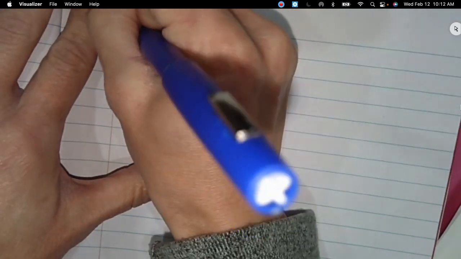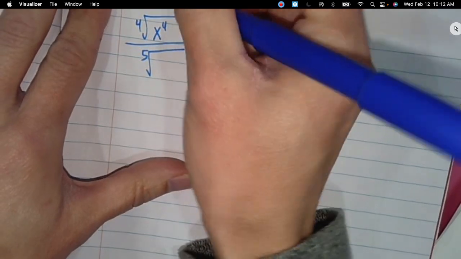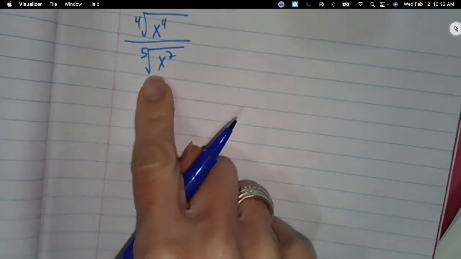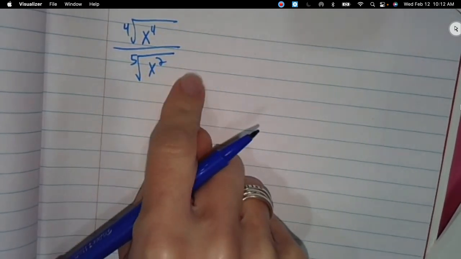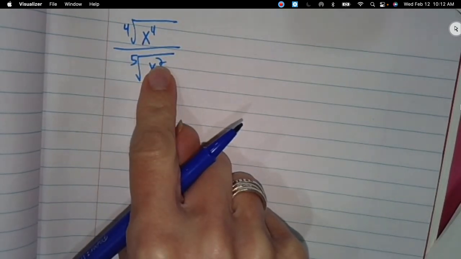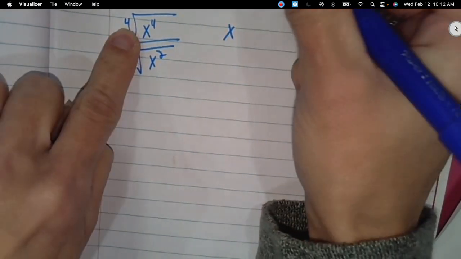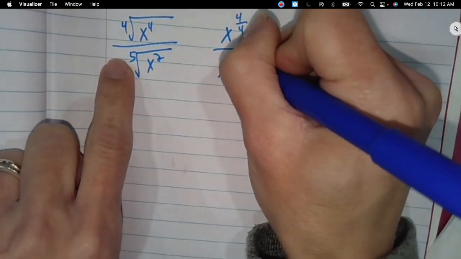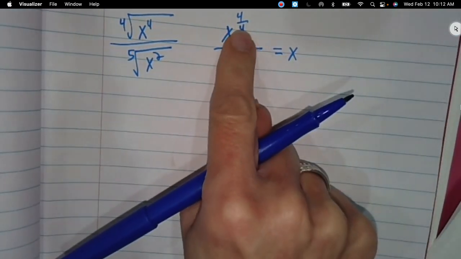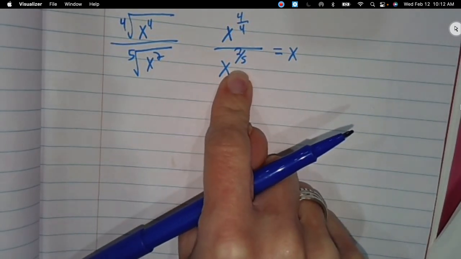We have the 4th root of x to the 4th and the 5th root of x squared. This one's a little bit more difficult. Now, we would think, oh, we got to multiply by this in the top and the bottom. But we're not going to do that because that's too difficult. Turn these into fractions real quick. So x to the 4 over 4, remember that's our root, and then this is x to the 2 over 5. And then if it were me, I'm just putting this fraction minus this one in my calculator.